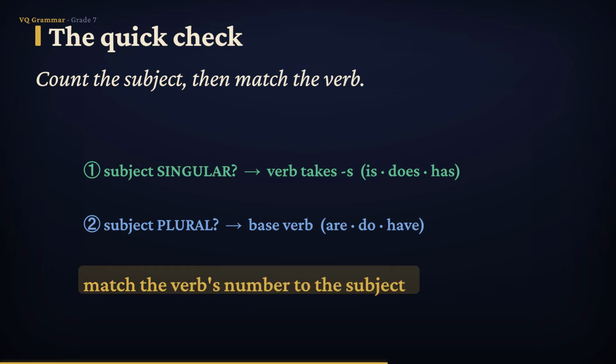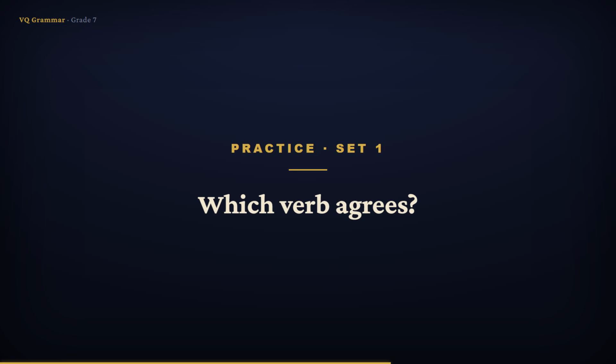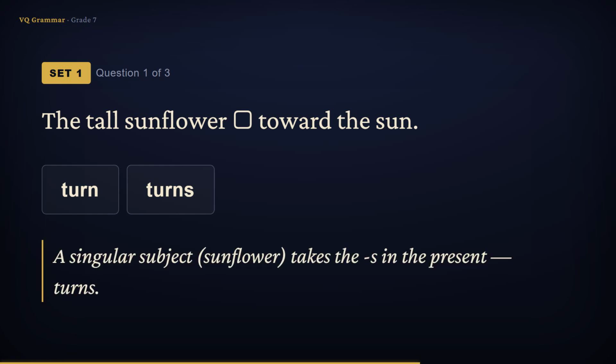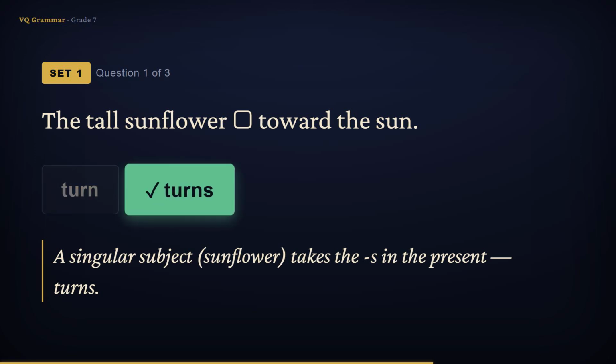Ready to practice together? In this first set, each sentence is missing its verb. Pick the form that agrees with the subject, and remember the present tense S rule. Pause the video and try each one on your own before I reveal the answer. The tall sunflower blank toward the sun. The subject is sunflower, just one, so in the present tense, the verb needs its S. Turn becomes turns, so the answer is turns.